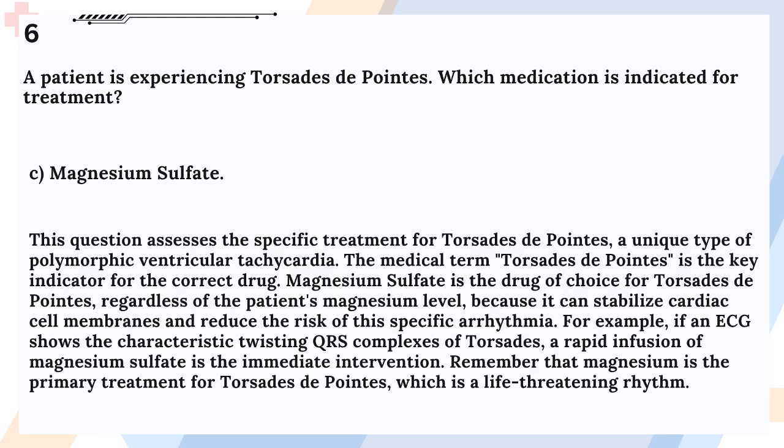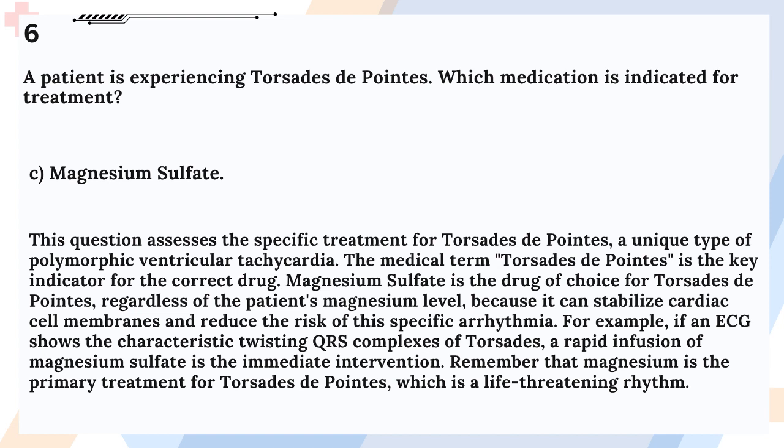Answer: C. Magnesium sulfate. This question assesses the specific treatment for torsades de pointes, a unique type of polymorphic ventricular tachycardia. The medical term torsades de pointes is the key indicator for the correct drug. Magnesium sulfate is the drug of choice for torsades de pointes, regardless of the patient's magnesium level, because it can stabilize cardiac cell membranes and reduce the risk of the specific arrhythmia.